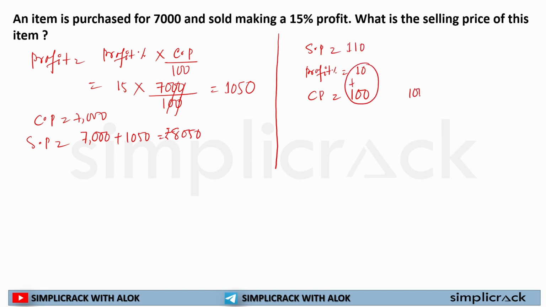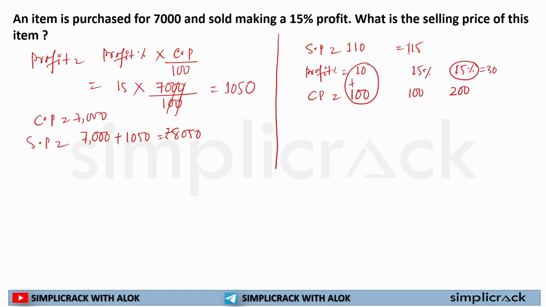So if I say my cost price is 100 and my profit percentage is 15, what is my sales price? My sales price will be 115. If I say my cost price is 200 and profit percentage is 15%, what will be my sales price? 15% multiplied by 200. I am gaining 15 rupees on each 100 rupees cost price. So in 200 it will be 30 rupees.